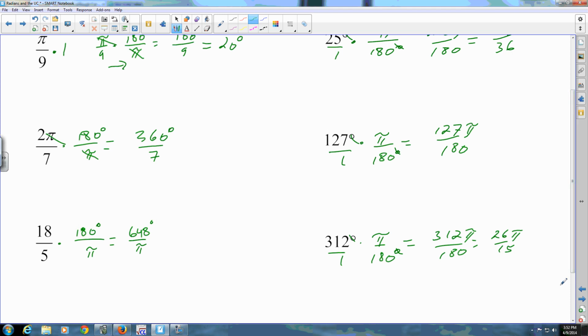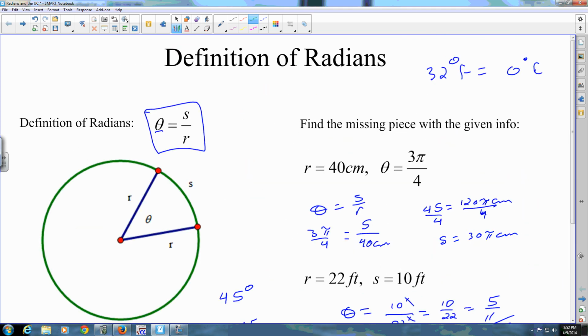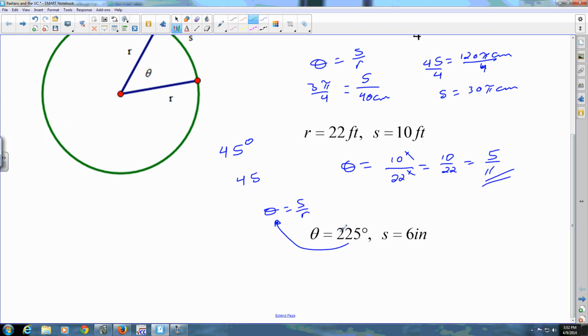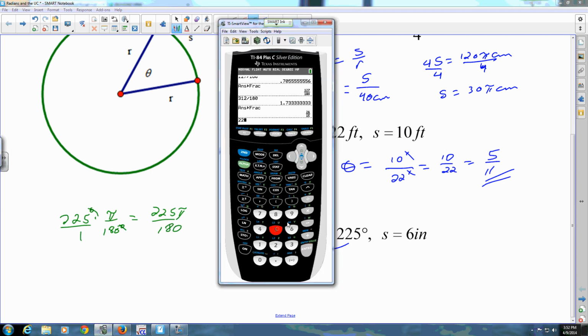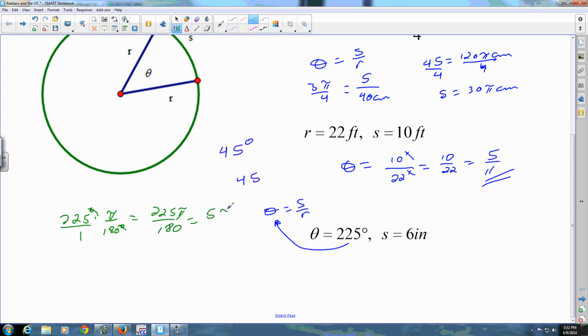Now let's go back to a previous screen when we talked about theta is equal to S over R. I couldn't use 225. I have to convert 225 into radians before I can use it. I want radians, degrees on the bottom, degrees cancel. So I've got 225 pi over 180. I need to reduce it. Don't type the pi in. 1 1/4, so that would be 5/4. 5 pi over 4.